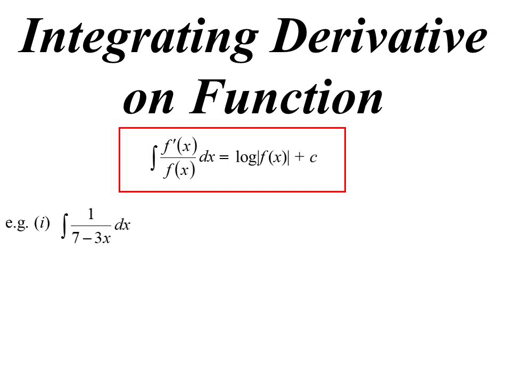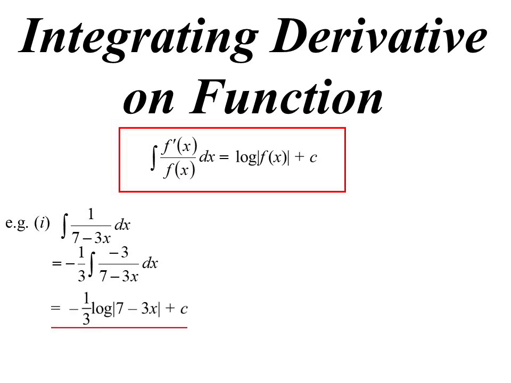So I get 1 on 7 minus 3x. I would like derivative on function. Well, I don't have that. The derivative would have been minus 3. So I'll make it minus 3. Again, we can't change the question. So to balance it out, we'll multiply by minus a third. It's now derivative on function, so I know that will go to the log of the absolute value of 7 minus 3x. Or minus a third times that, of course.